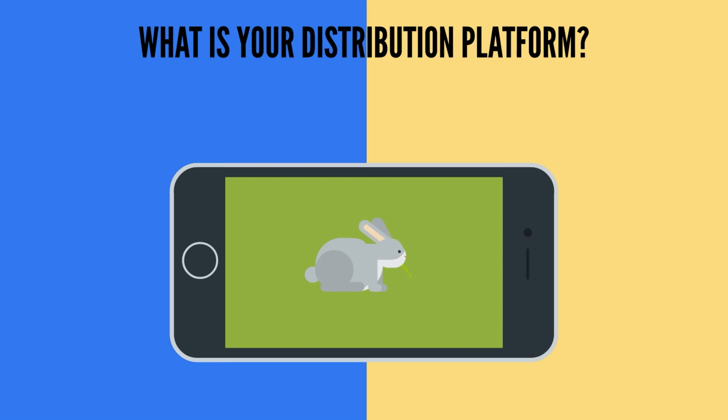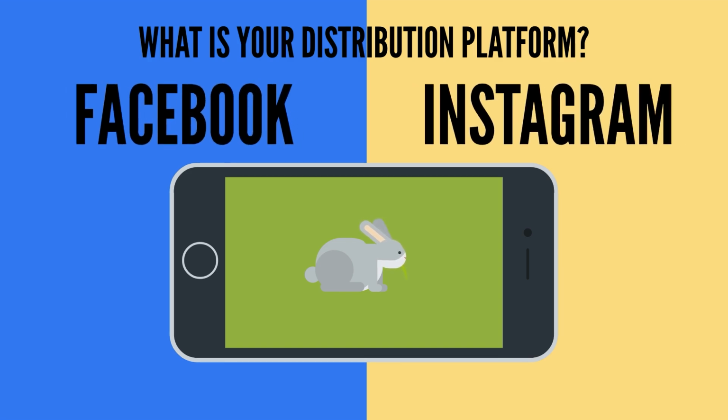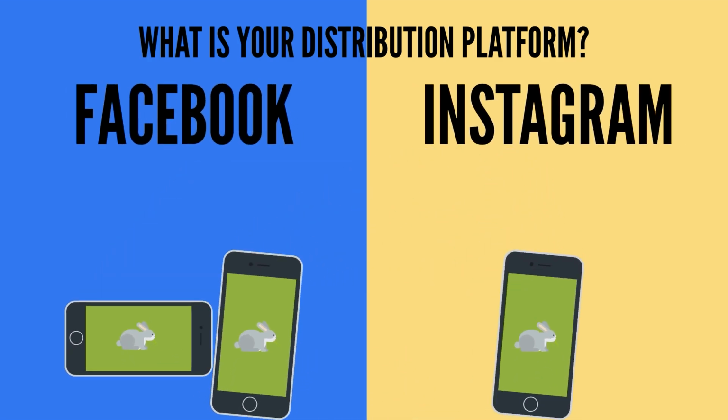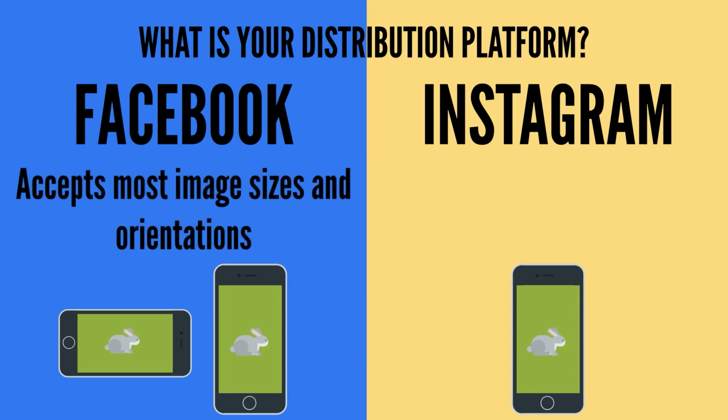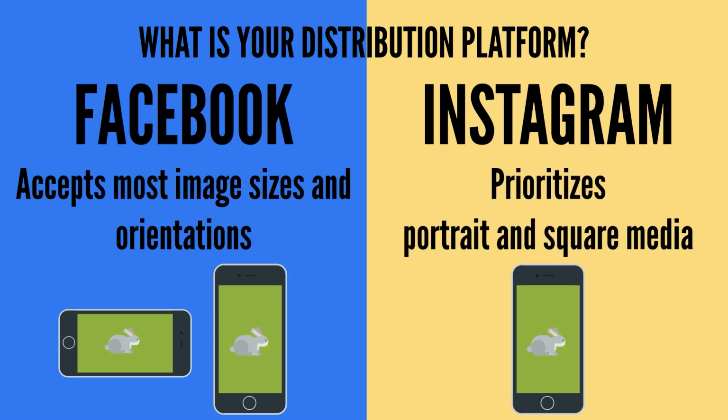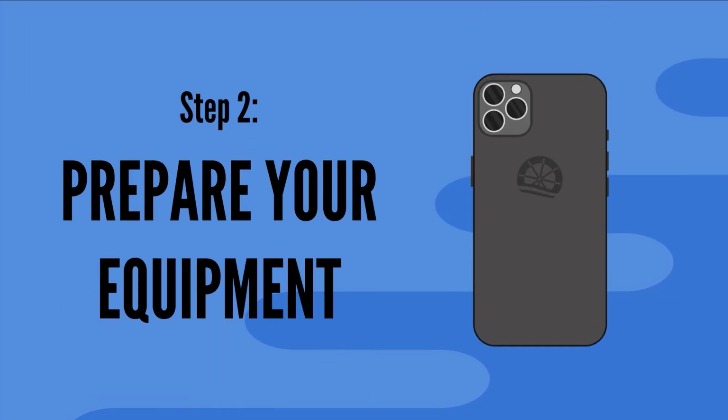Let's compare 2 example platforms, Facebook and Instagram. Facebook allows for both landscape, horizontal, and portrait, vertical, oriented photos and video. This allows for a bit more creative freedom than Instagram, which prefers either portrait or square files. As a rule of thumb, try to get the best shots you can in both orientations to cover all of your bases. Step 2. Prepare your equipment.